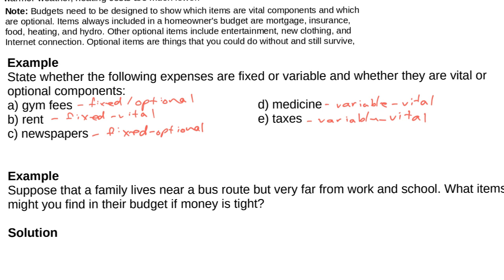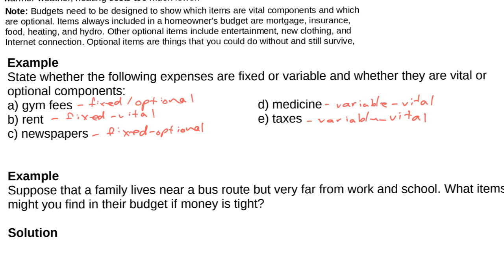So now when we look at all these different things, the gym fees are fixed, the rent is fixed, the newspapers are fixed, right? But you notice the gym fee is optional because you don't need it in order to live. The rent is fixed and it's vital because you need a place to live. The newspapers are fixed, but they're optional because you can always find information elsewhere, right? Medicine is variable, but it's also vital because it keeps you alive and well, right? And then we also have variable taxes, but they are also vital as you need to pay them, and they are set by the government.